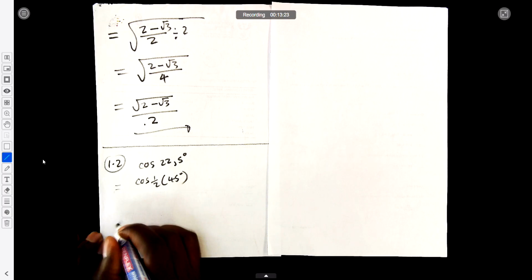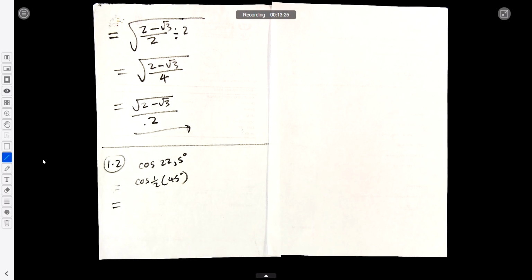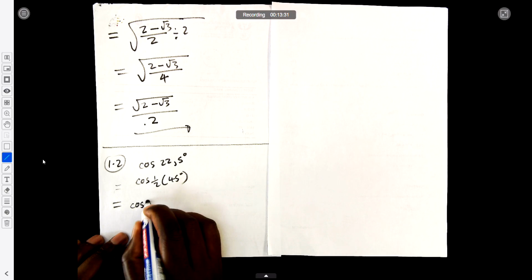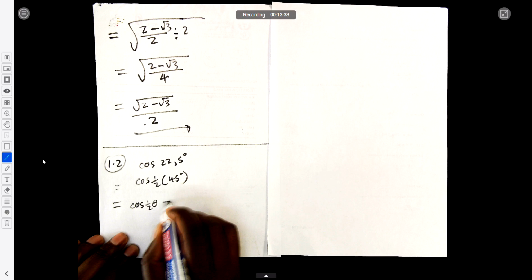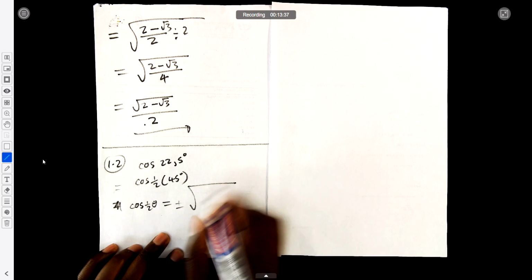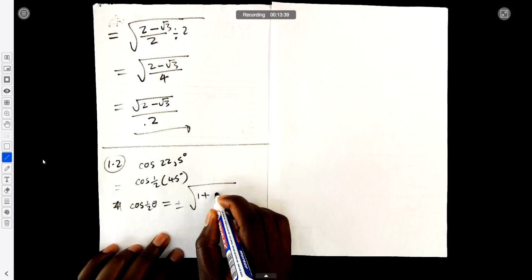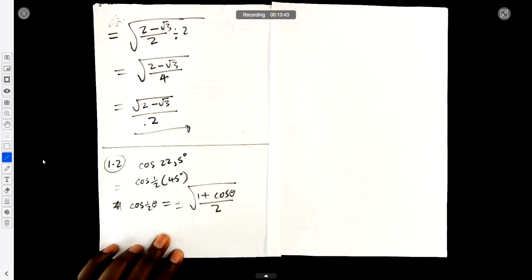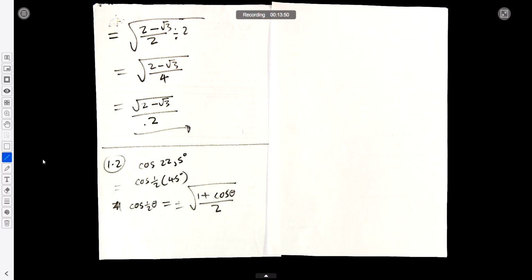All right, but using half angle identities. So we said that if we have cos of half theta, it will be equal to what? It's plus or minus the root of 1 plus cos theta, all divided by 2. That is the half angle identity proven. So please know how to prove it so that you don't mix up the sine half theta and the cos half theta.